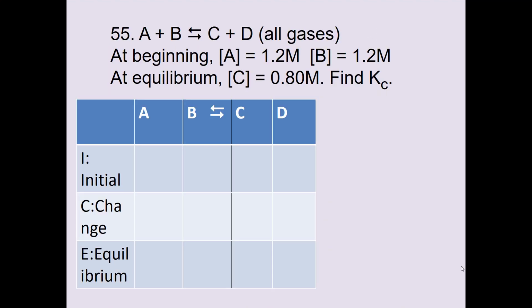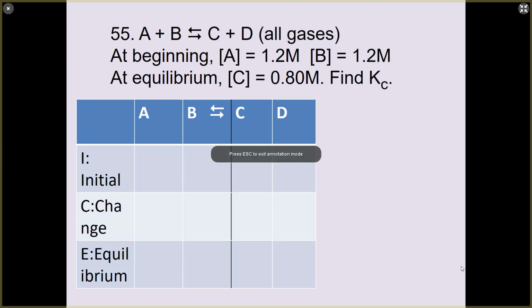Okay, this is a problem from your homework. It should be question number 55 or pretty close to it. So just match it up. Your equation should say A plus B yields C plus D, and it is reversible, and they're all gases. So we are given some concentrations at the beginning, and then some concentrations at equilibrium. Whenever you write an equilibrium constant expression, you have to be at equilibrium.